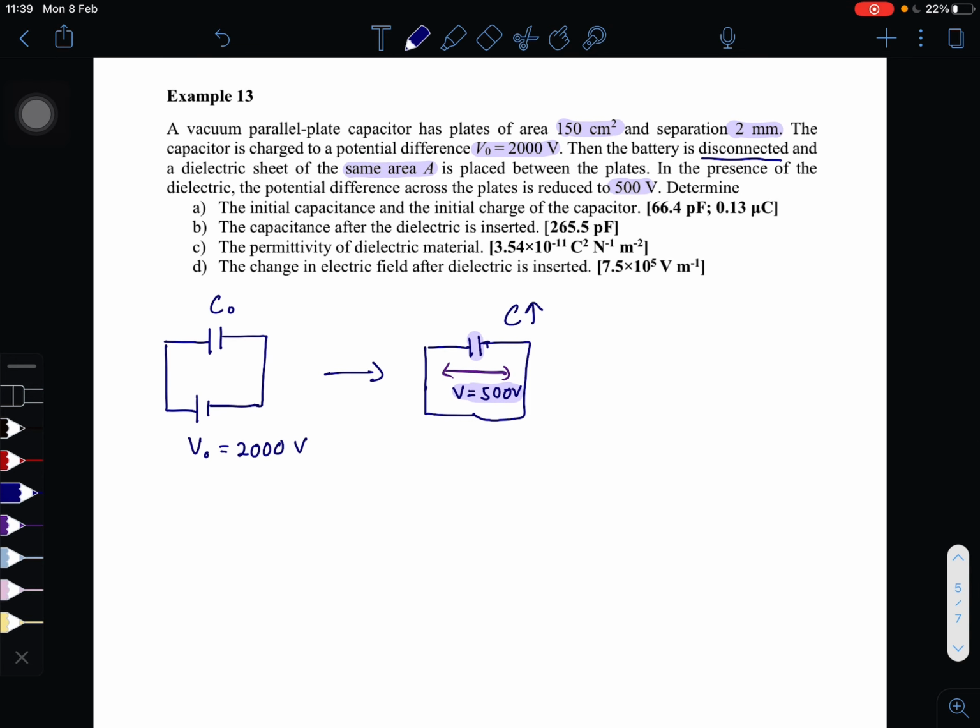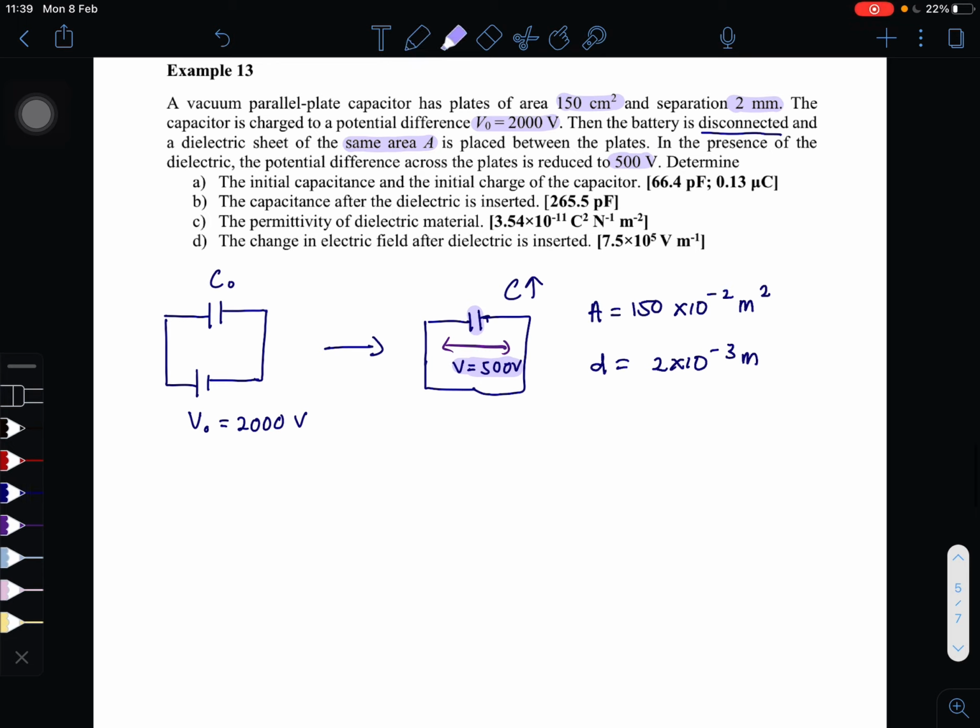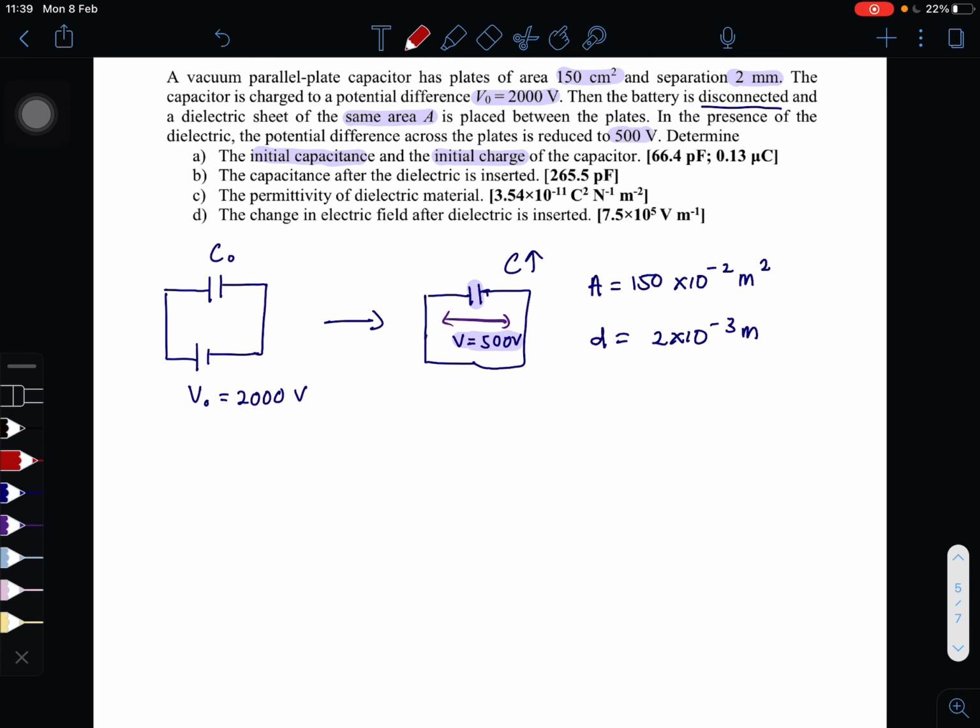So another information that we have is the area, which is 150 centimeter square. So ubah kepada meter. And then the separation is 2 exponent -3 meter. Okay, now question A. Determine the initial capacitance and initial charge of the capacitor. So initial ni adalah semasa belum lagi kita letakkan dielectric. So this one is initial, this one is final lah with dielectric.